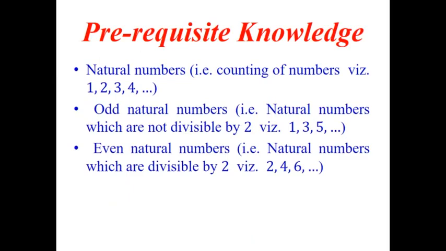Prerequisite knowledge. Natural numbers, that means counting numbers, for example 1, 2, 3, 4 up to infinity. Odd natural numbers, that is natural numbers which are not divisible by 2, for example 1, 3, 5 up to infinity. Even natural numbers, that is natural numbers which are divisible by 2, for example 2, 4, 6 up to infinity.